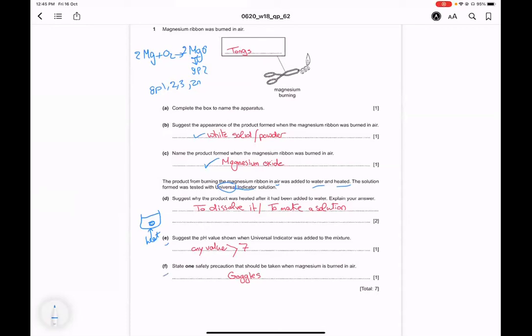State 1 safety precaution. Actually, the only safety precaution that was accepted in the mark scheme was goggles. Okay, the only one that we took was goggles. Wear eye goggles because you're heating. Okay, no harmful gases are produced, so fume cupboard and well-ventilated lab are not accepted.